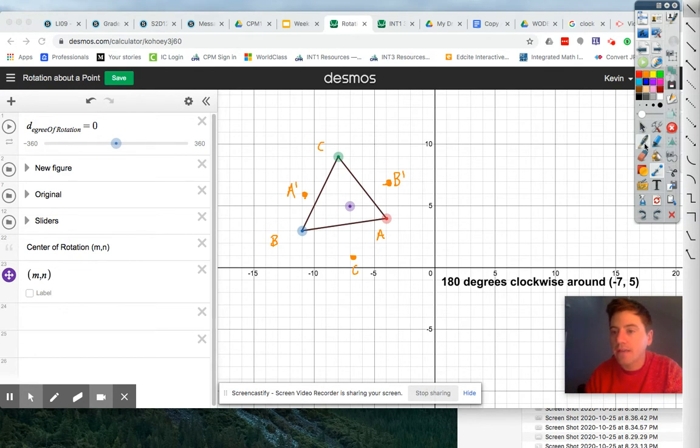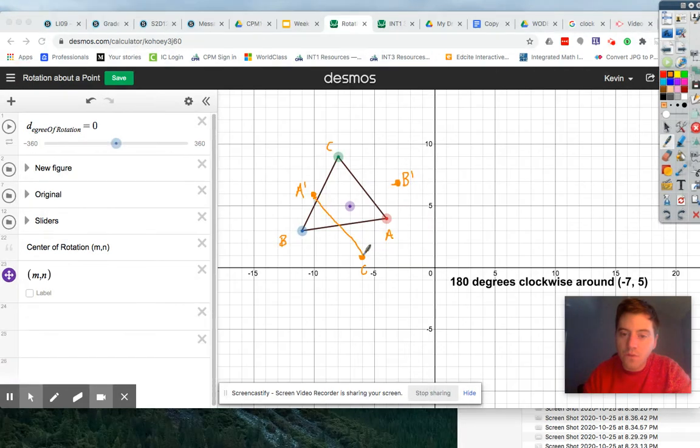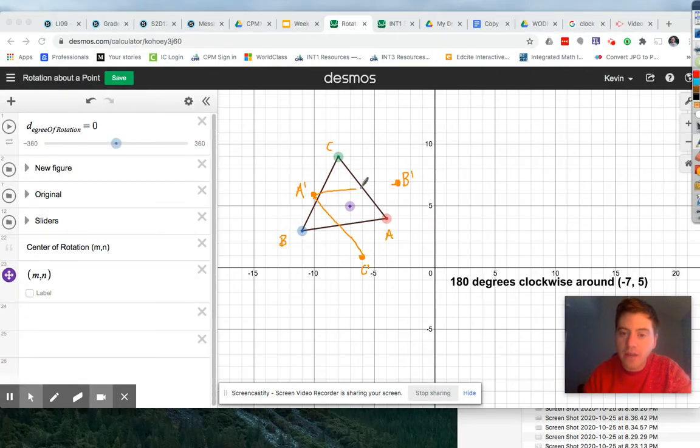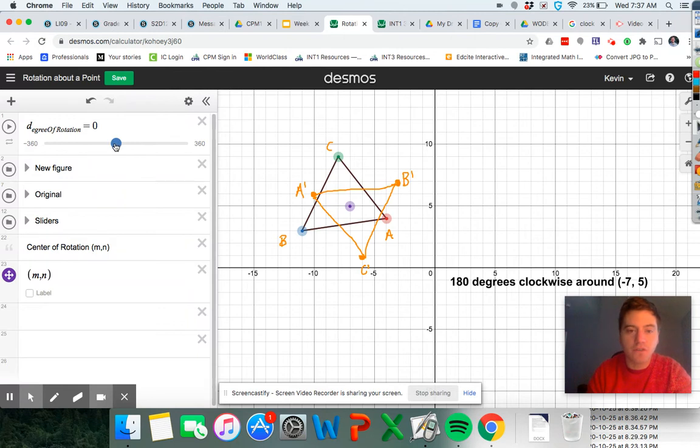Undo that. I hate that. That makes this the new image, A prime, B prime, C prime. Let me check that here. So what is this, 180 degree rotation? Rotate 180. This is the moment of truth. Boom. There it is. Got it. So you can see I rotated that 180 degrees all the way around that point.